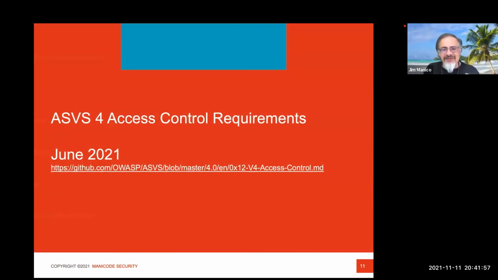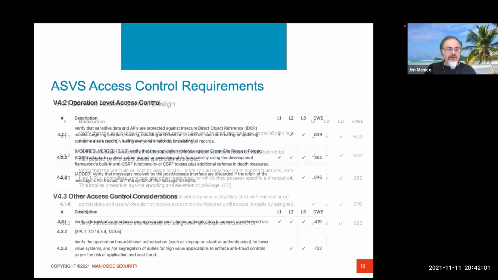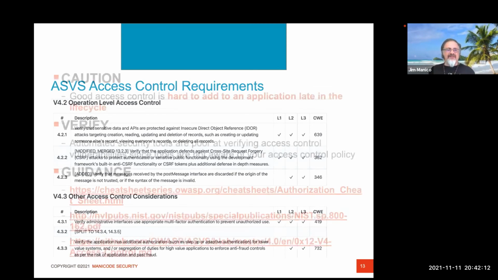Here's the ASVS entry for access control. These requirements represent what I just talked about, but go ahead and review them. ASVS has about a dozen access control requirements. I think we can add a few more. Would love your feedback on that section.